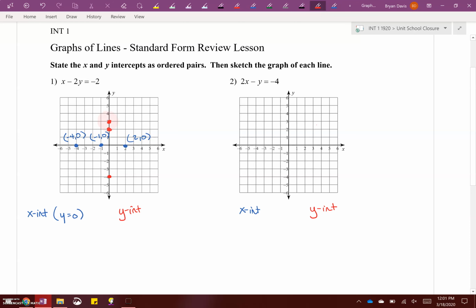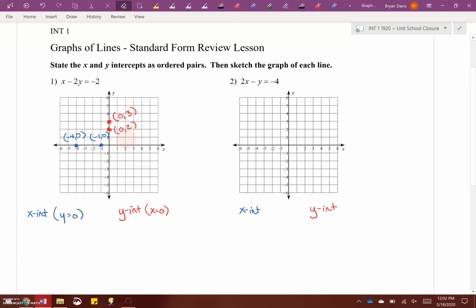Similarly, when I'm looking at all of my points on the y-axis, for instance, this point is at (0, 3). This point is at (0, 2). And this point is at (0, -4). I see that all of the x values for every point that's on my y-axis is 0. And again, that's how I'm going to find my y-intercept. I'm going to set x equal to 0 and solve. Notice I ask you to state the x and y-intercepts as ordered pairs. Then we're going to sketch a graph of the line.